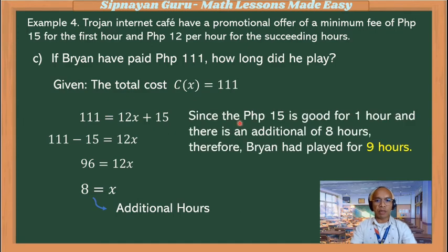Since the 15 pesos is for 1 hour and there is an additional 8 hours, therefore Brian has played for 9 hours. That is why he was charged 111 pesos.